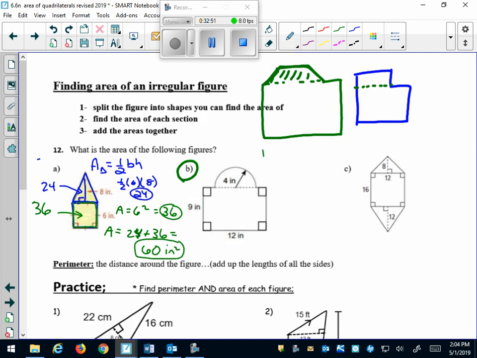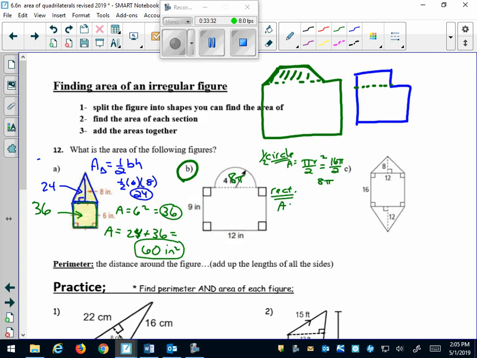All right, here we have a half a circle and a rectangle. What's the area of a circle? Pi r squared. And we have to cut it in half because it's half a circle. So what's the radius? 4. So 4 squared is 16. So we have 16 pi over 2, or 8 pi. So the area of this half a circle is 8 pi. We'll turn that into a decimal later.